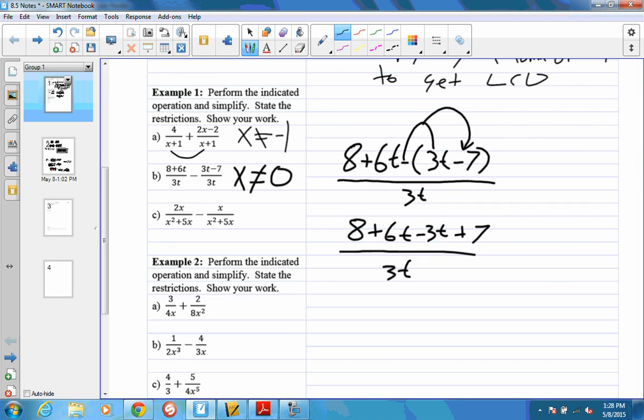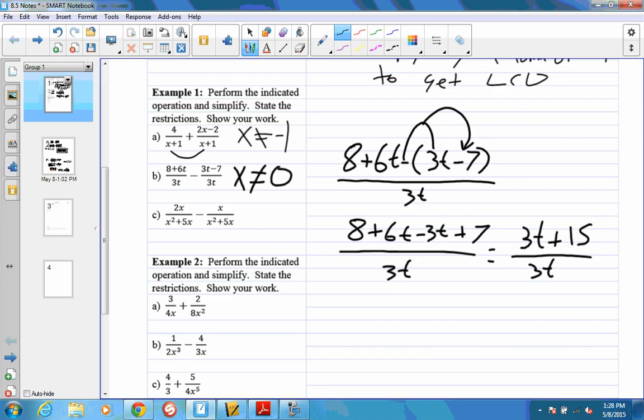Let's combine terms. I've got 6t minus 3t. That's going to be 3t. 8 plus 7 is 15 over 3t.